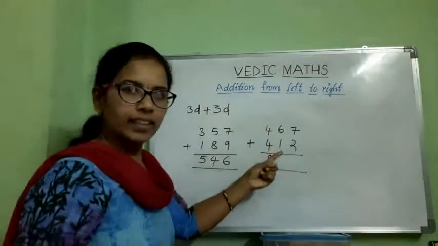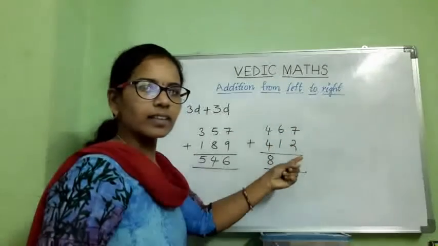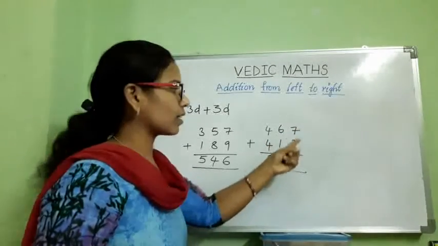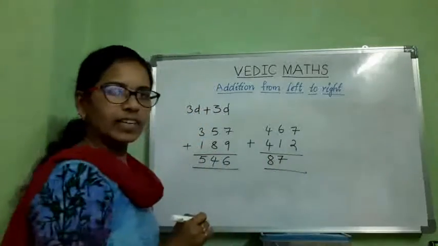Next, the end digit of 6 and 1 is 7. Before dropping 7, check the next numbers. Those are non-carry. Means we write 7 as easily.